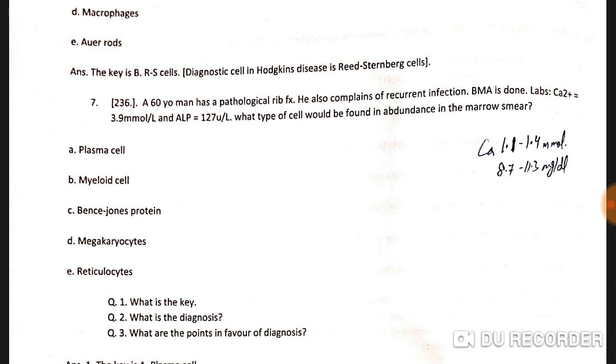A 60-year-old man has a pathological rib fracture. He also complains of recurrent infection. Bone marrow examination is done. Labs: calcium 3.9 millimoles per liter, whereas the normal calcium value is 1.1 to 1.4 millimoles per liter, or in milligrams per deciliter 8.7 to 11.3. What type of cells would be found in abundance in the marrow smear? We see plasma cells, and this is a case of multiple myeloma.